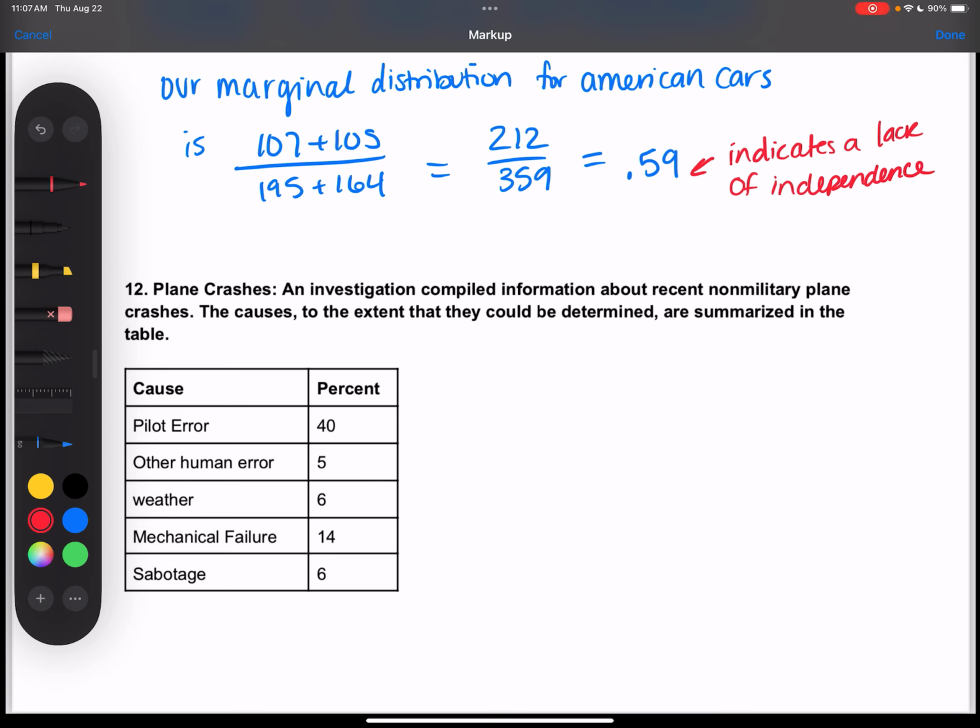So, an investigation compiled information about recent non-military plane crashes. The causes, to the extent that they could be determined, are summarized in the table. And so we have 40% is pilot error, 5% is other human error, 6% is weather, 14% is mechanical failure, and 6% is sabotage.